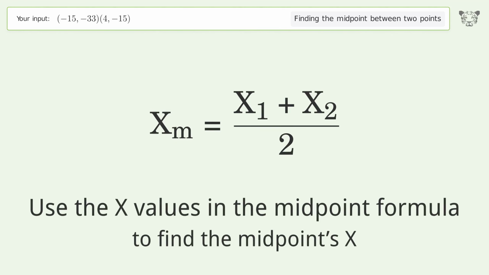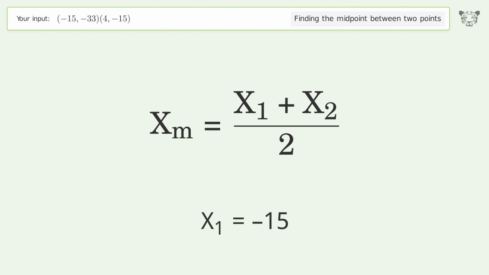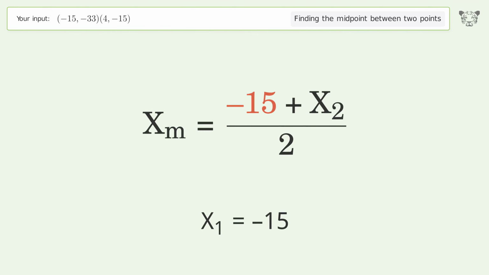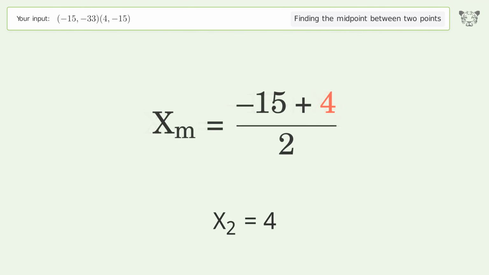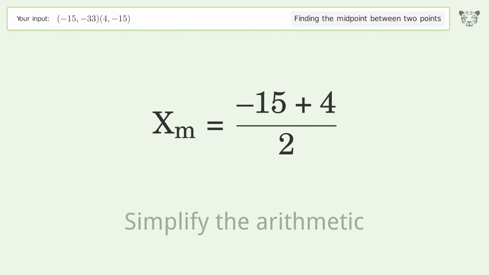Use the x values in the midpoint formula to find the midpoints x. x1 equals -15. x2 equals 4. Simplify the arithmetic.